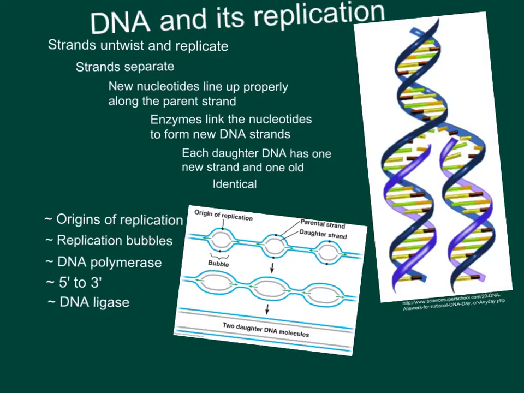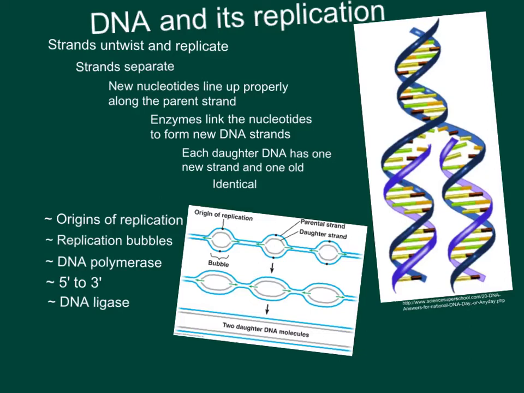The first step in DNA replication is that the original DNA must untwist and replicate. The strands separate from one another and new nucleotides line up along the original DNA strands so that A pairs with T and C pairs with G. The nucleotides are attached by enzymes to form a new DNA strand. When replication is complete, each new daughter DNA has one newly made strand and one old strand from the parent DNA. The daughter DNA is identical to the parent.